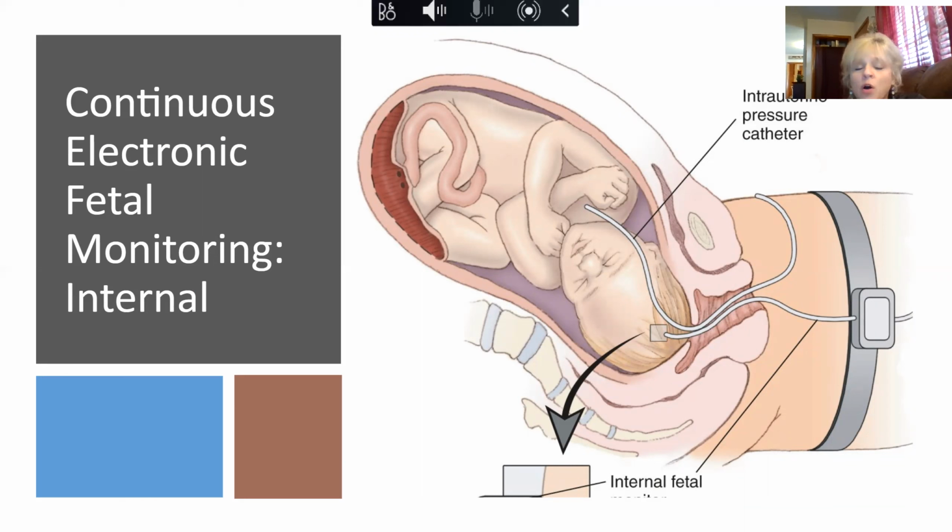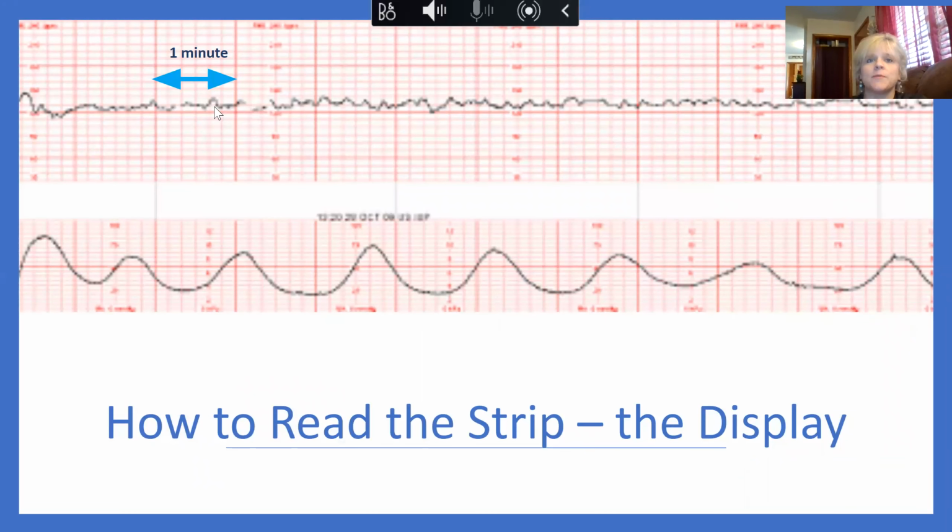So with both external and internal monitoring, the pattern is shown on the computer and it can be printed on special graph paper. Let's look at some of that special graph paper and look at a strip. Okay, so here's an example of how a strip would be printed. The intervals between the vertical red lines represent 1 minute. So the fetal heart tracing, you can see, is the line on the top in the upper pane, and then uterine activity and contractions will be on the bottom of the screen on that lower pane.